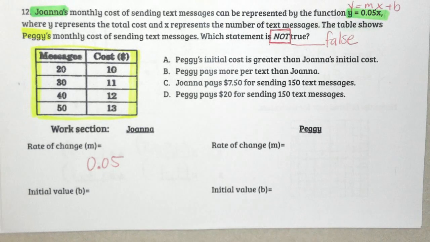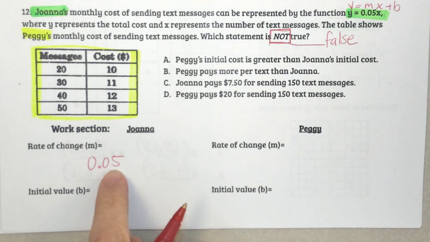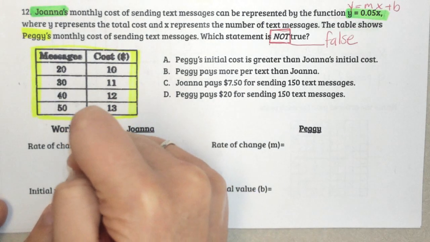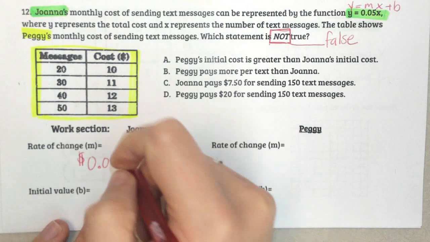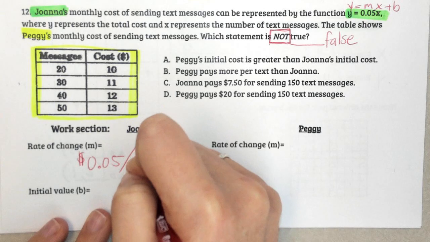So 0.05, what per what? Cents per message. Okay, now I'm not going to put cents, because if I put that, that says 5/100ths of a penny. So I'm not going to put cents, I'm going to put dollars, because that tells me then that that was 5 cents, okay? And it was per message.